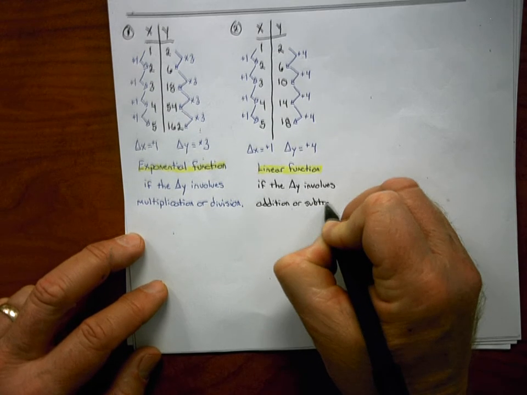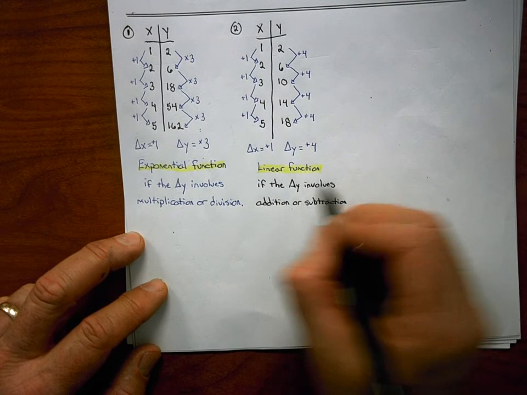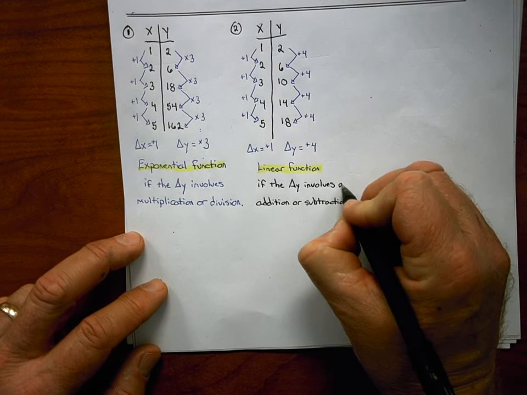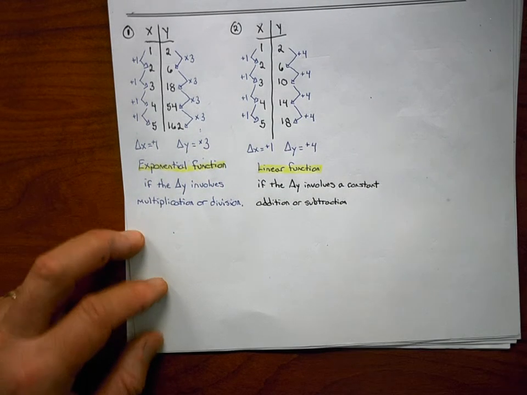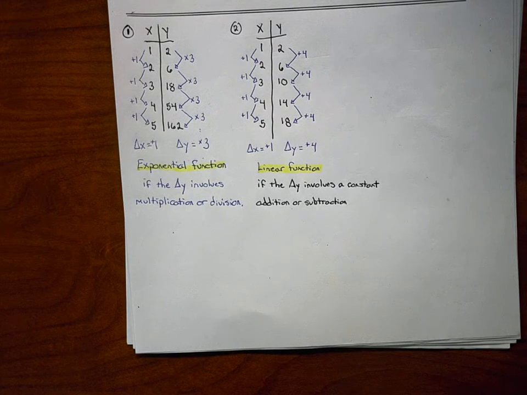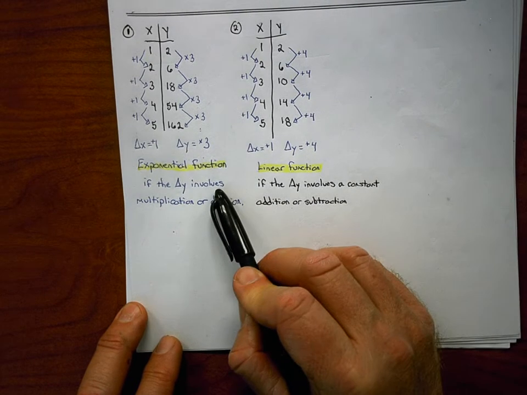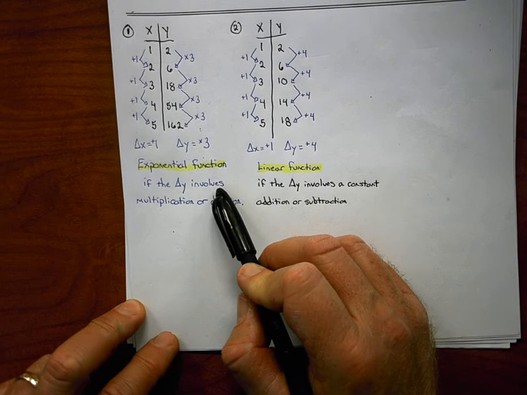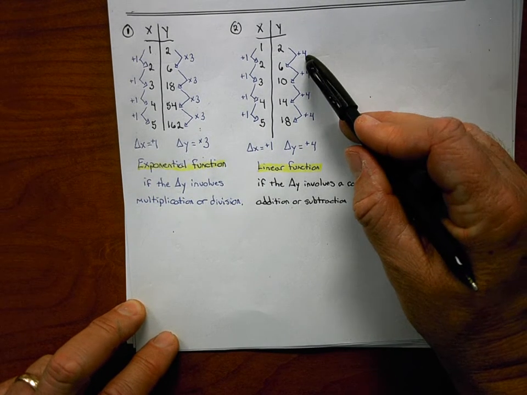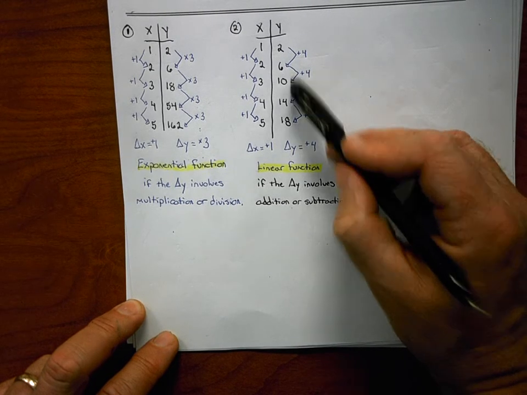You know what? I'm going to add a word. It's linear if the delta y involves a constant addition or subtraction. Do you guys know what I mean by a constant addition or subtraction? It doesn't change. I should have put that word in for the first one too. But that's how you tell. If the delta y involves a constant addition or subtraction, meaning it doesn't change, then we have a linear function.